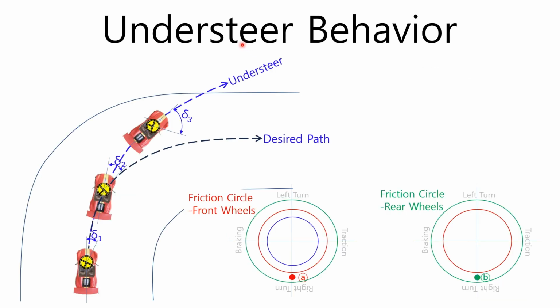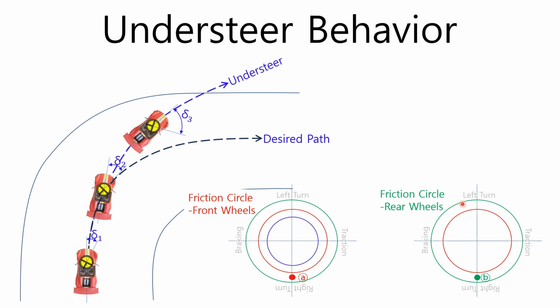Let's look at vehicle behavior in understeer and how to overcome it. Understeer occurs when the front wheel slides sideways while turning. At this time, the front wheel driving state is located at point A, outside the red friction circle. On the other hand, the driving state of the rear wheels is point B, which has available friction force.